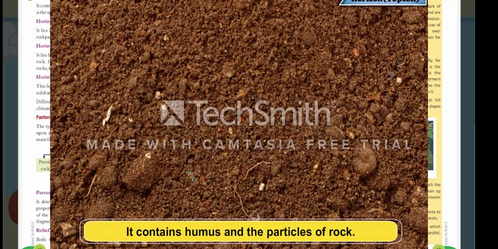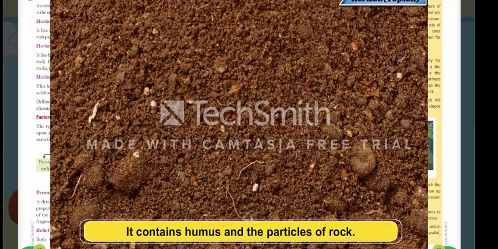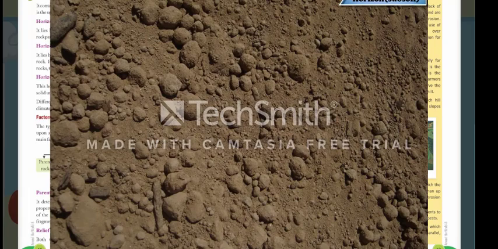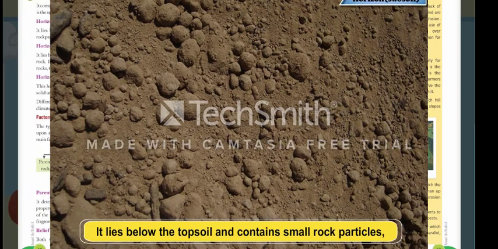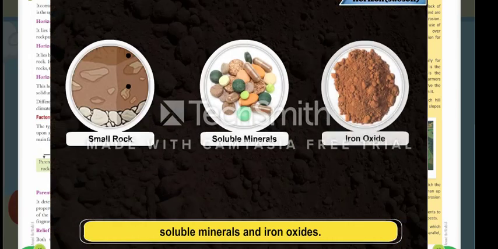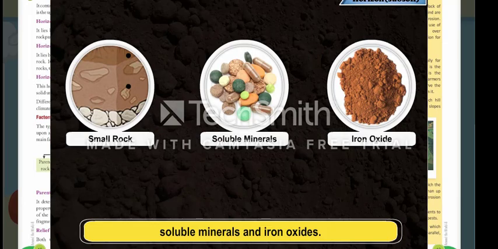Horizon topsoil. It contains humus and the particles of rock. It is the uppermost horizon of soil profile. Horizon subsoil. It lies below the topsoil and contains small rock particles, soluble minerals, and iron oxides.